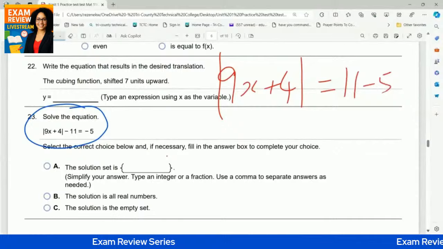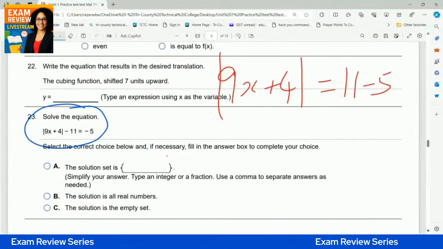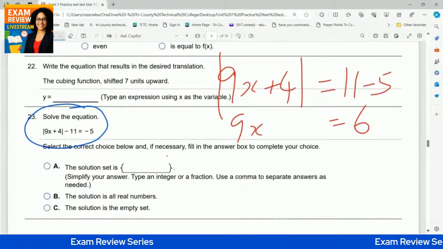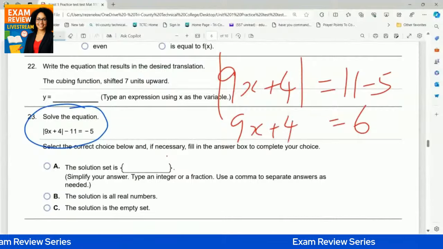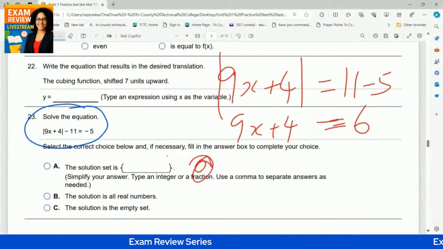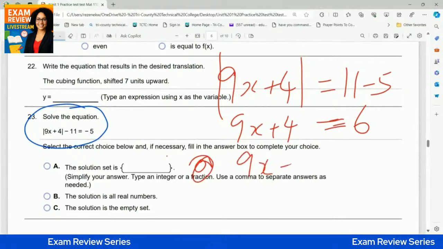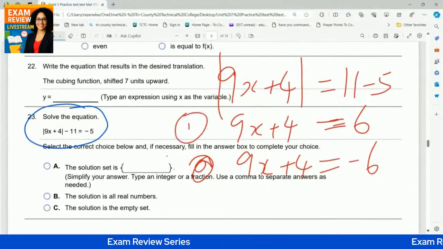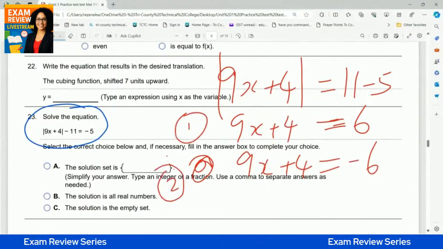So I have 11 minus 5. We don't have all the time to take in this. 11 minus 5 is 6. Therefore, the right-hand side is positive. We can go ahead. So 9x plus 4 is equal to 6, or 9x plus 4 is equal to negative 6. You solve equation 1, solve equation 2, and get the x-intercepts, the 2 zeros of the absolute value function.